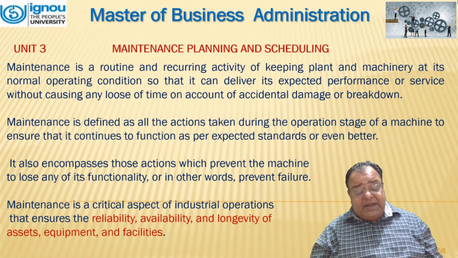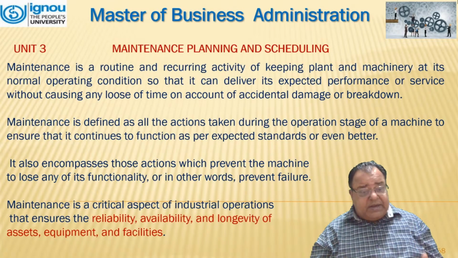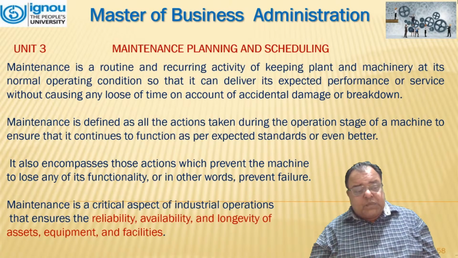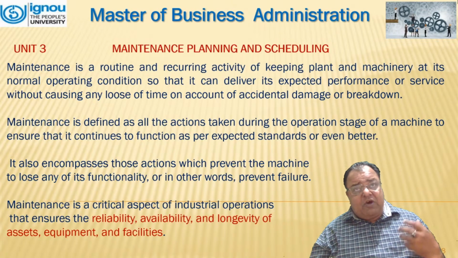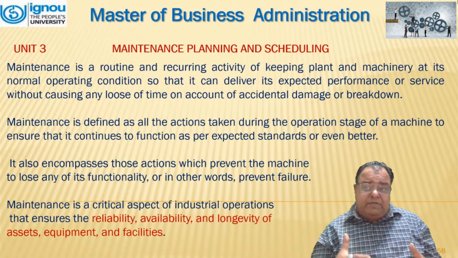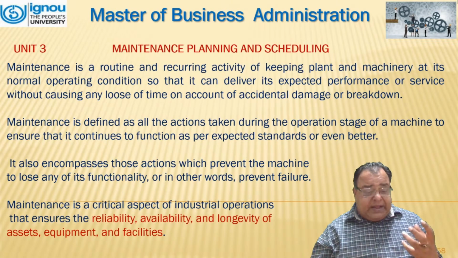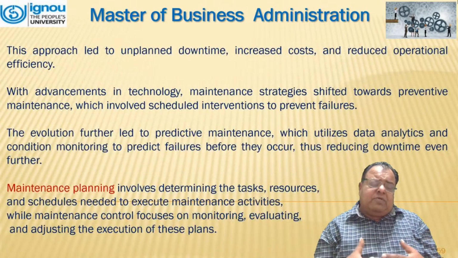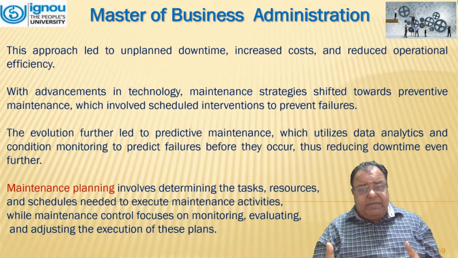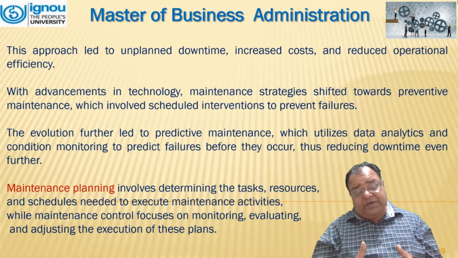Maintenance is defined as all the actions taken during the operation stage of a machine to ensure that it continues to function as per the expected standards or even better. It also encompasses those actions which prevent the machine from losing any of its functionality, or in other words, prevent failure. Maintenance is a critical aspect of industrial operations that ensures the reliability, availability, and longevity of assets, equipment, and facilities. This approach led to unplanned downtime, increased cost, and reduced operational efficiency.